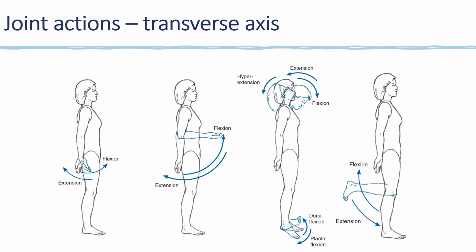So the next few slides are just recapping the many, many definitions that I just gave you. So this is a summary of the joint actions that occur about the transverse axis. So you have flexion and extension, dorsiflexion, remember, and plantar flexion are specific to the ankle joint, but those are the movements or the motions that occur in the transverse axis.